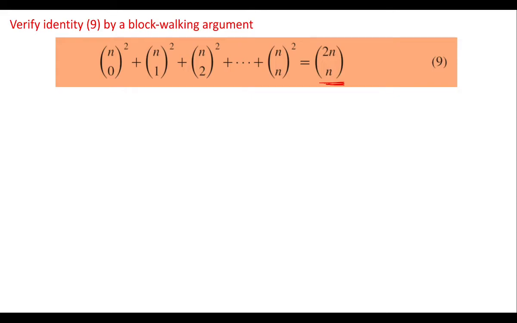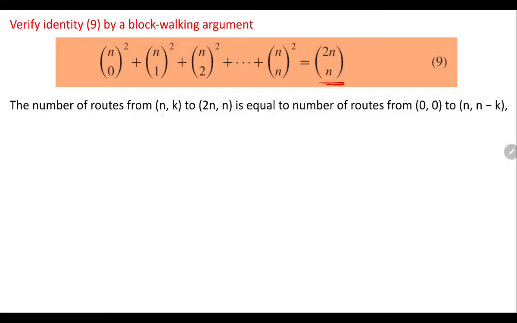Now the important observation is that the number of routes from (n, k) to (2n, n) is equal to the number of routes from (0, 0) to (n, n-k). This makes sense because you start from (0, 0) and take n-k right turns, passing through n blocks, and again you pass through n blocks and take these number of turns to reach (2n, n). So the number of routes from (n, k) to (2n, n) is the same as from (0, 0) to (n, n-k). If we make this observation, then we are done.